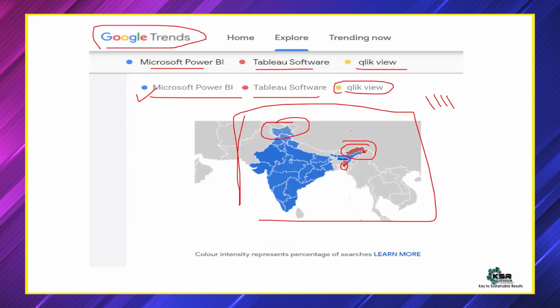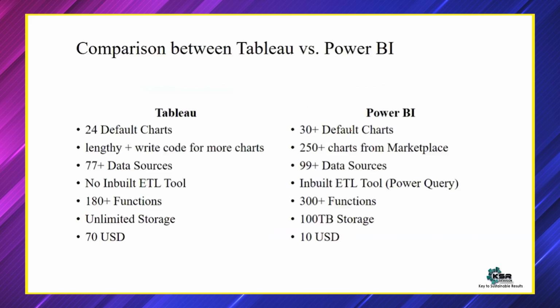Now, we have seen a few trends also. We will see a few comparisons. Comparison between Tableau and Power BI. Power BI has around 30 default charts. Default charts means in the visualization pane, you'll get this visualization pane like this, and there are a few charts here, 1, 2, 3, 4, 1, 2, 3, 4, somewhere charts are present. We can see around 30 plus default charts are available in Power BI.